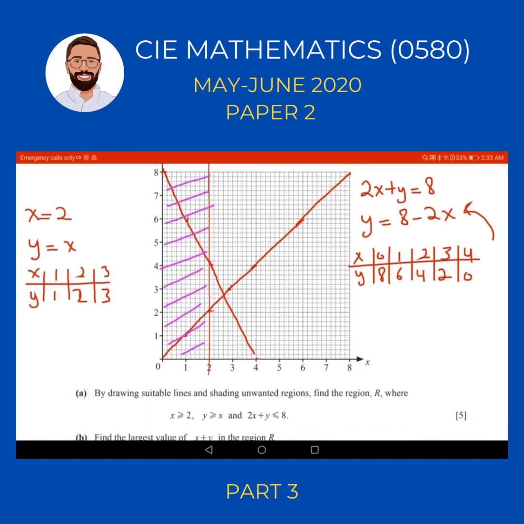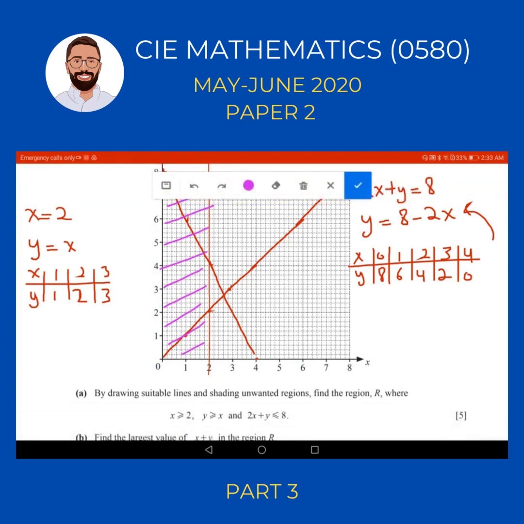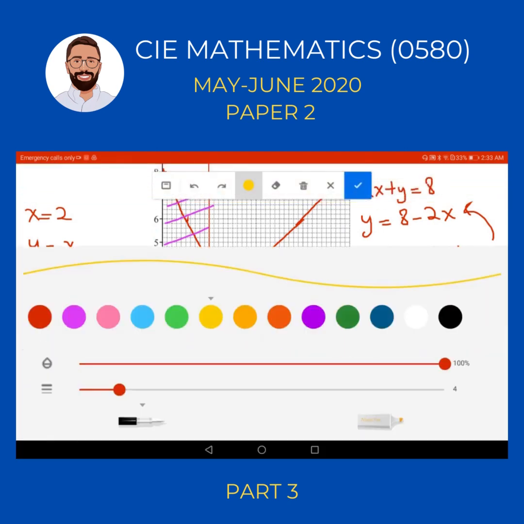Now let's do y is greater than or equal to x. It means everything above the line y equals x, and that's what the question wants. The unwanted region here is everything below the line. So I'm going to shade everything that's below the line y equals x in yellow.